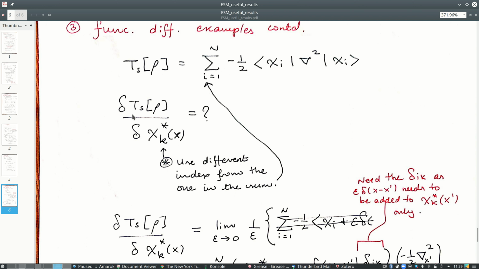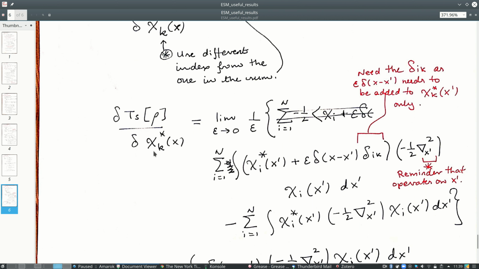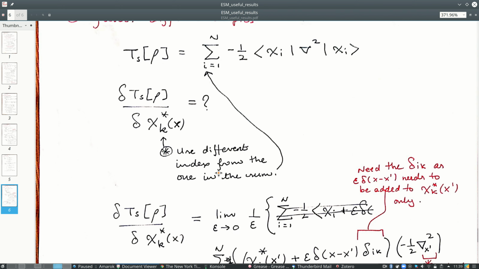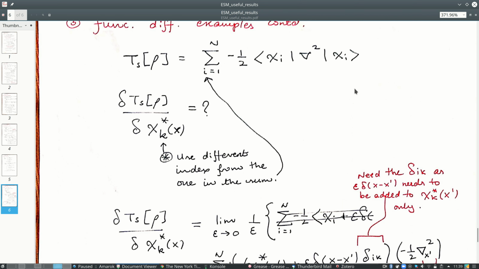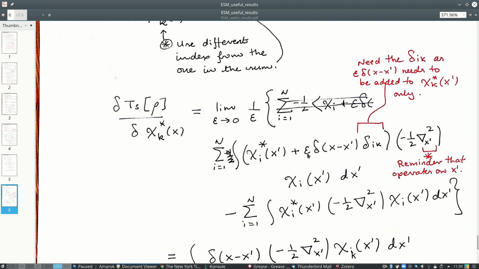So our question now is, what is the derivative of Ts with respect to chi k star at x? I've chosen the k now, just to make it different from this I. And once again, we need to apply the definition. So the definition is the limit as epsilon tends to 0 of 1 over epsilon, and then we need to modify this kinetic energy only for the case I equal to k, because we're differentiating with respect to chi k star, which means we only modify the chi k in the bra side of this matrix element, and we modify it using epsilon delta of x minus x prime. In order to ensure that this epsilon delta is added only to chi k star, I multiplied by a Kronecker delta of ik. So it will only apply to chi k star.